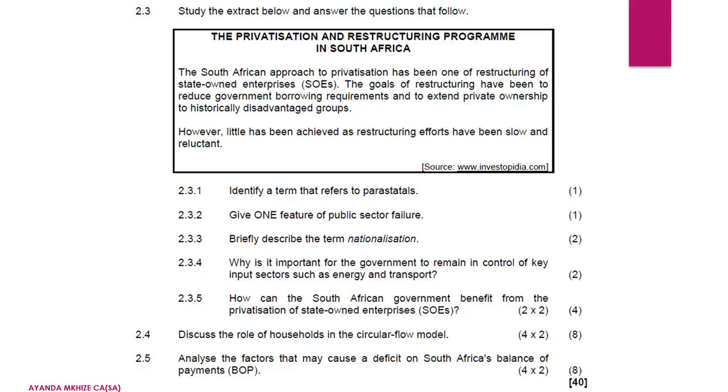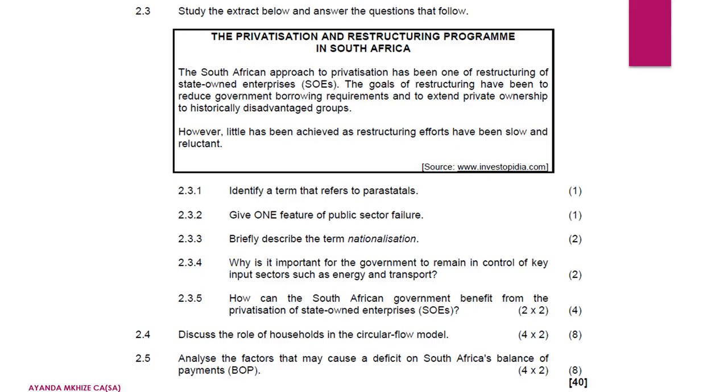So now you can see there is a duality, or double service provision, from your mother: first, by going to work on the farm, and then by buying the products. So, discuss the role. We look at the solution where the roles will be described, and we'll see whether there is a linkage between what I have discussed with you and what we have in the solution. 2.5, analyze the factors that may cause a deficit in South Africa's balance of payments, or BOP.